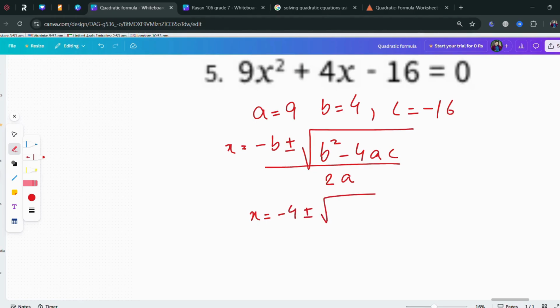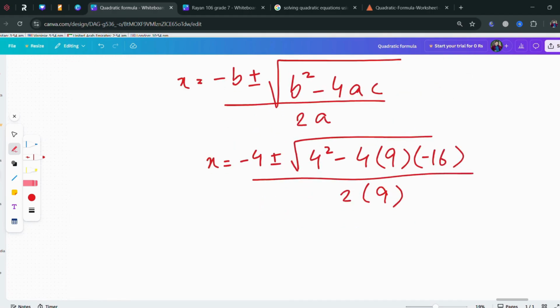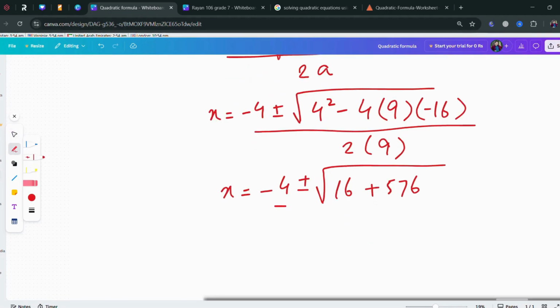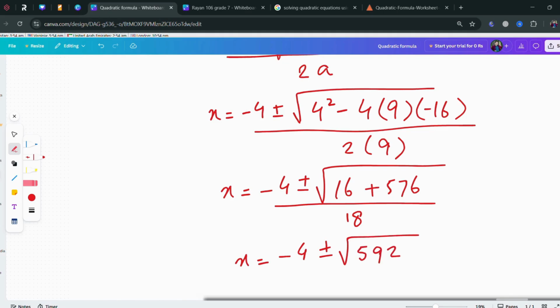Minus 4 plus minus radical 4 squared minus 4 times 9, and then c is minus 16. All of it divided by 2 into 9. So x is equivalent to minus 4 plus minus radical 16 minus, okay, that will become plus, okay, 4 times 9 times 16, so plus 576. All right, so all of it divided by 18. Now x is equivalent to minus 4 plus minus radical 592 over 18.